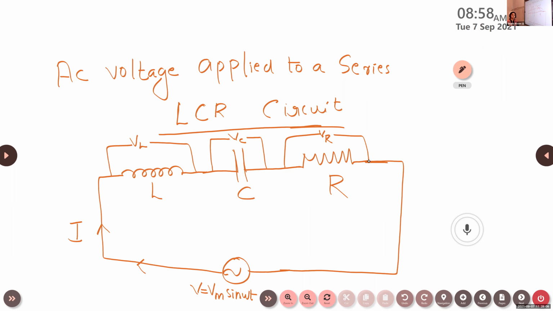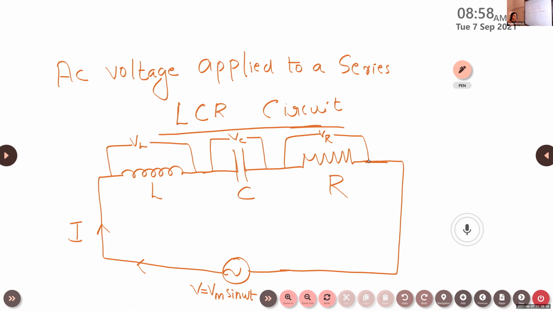Or the voltage are different for different electrical components. Can I say it once more? Okay, so here we are applying an alternating source of EMF, V is equal to Vm sin omega t, to this series combination.